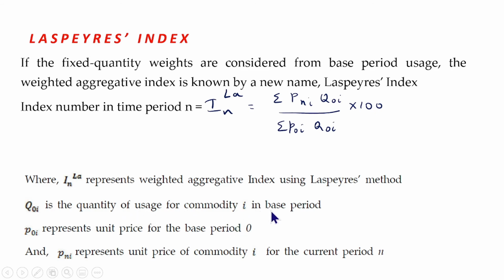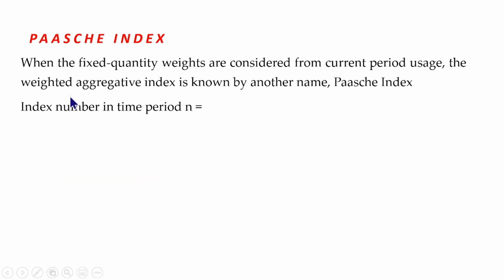So this is how we have to find Laspeyre's index, by taking the quantity of usage for commodity i in the base period. Now coming to the next index devised by the German statistician by the name Paasche. It is called Paasche's Index. It is named after him, and he has said that when the fixed quantity weights are considered from the current period usage, then the weighted aggregative index is known by another name. It is called Paasche's Index. So initially we saw Laspeyre's index. There the fixed quantity weights are considered from the base period usage, whereas here it is from current period usage.